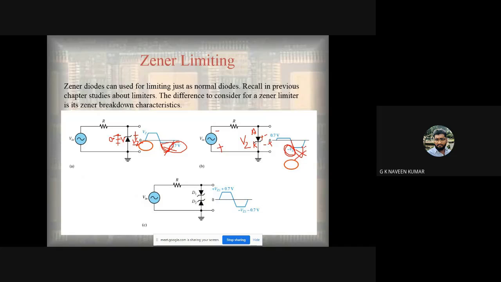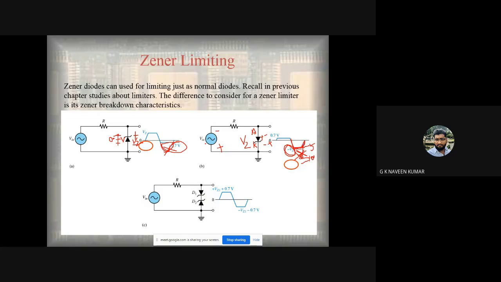Suppose your Vz is 5 volts, so your minus Vz is minus 5 volts. Minus 6, minus 7, minus 8, minus 10, everything will be cancelled like that. Everything will be clipped off beyond this, and your voltage will be maintained at minus 5 in the reverse bias condition.